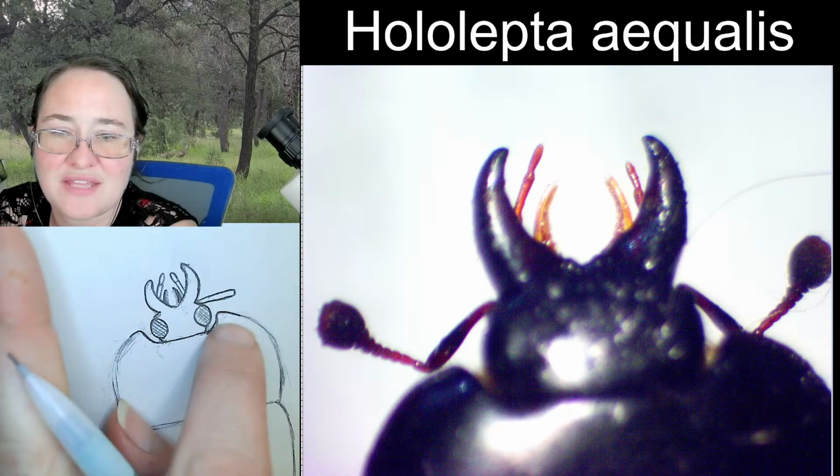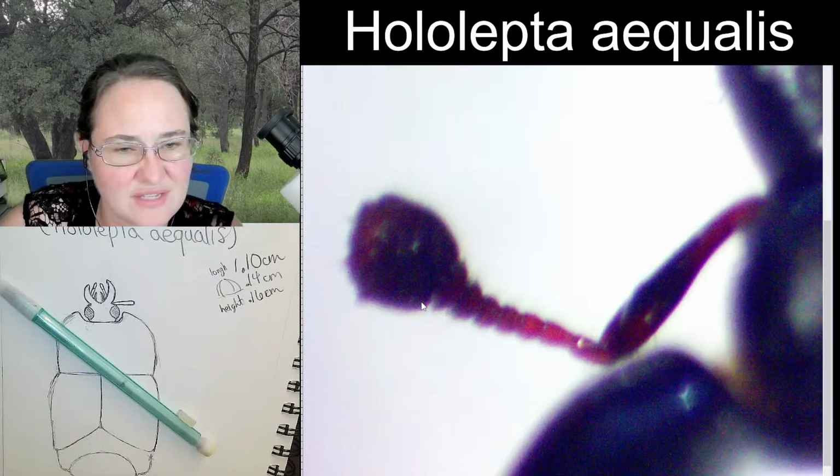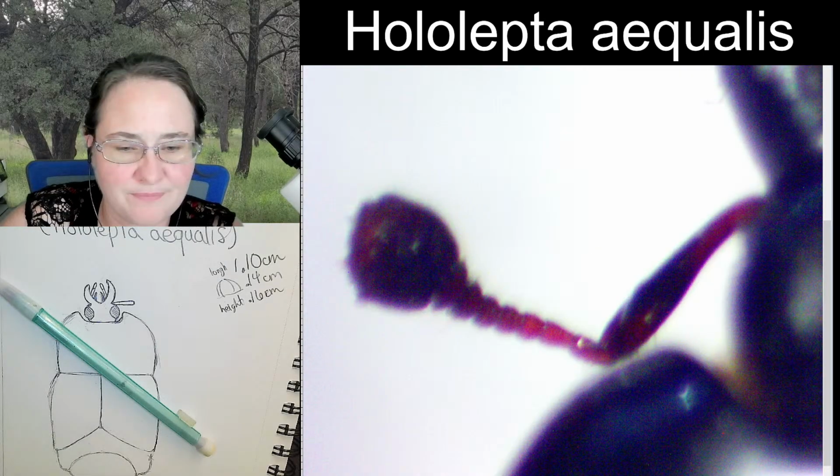Now, I want to kind of, let's zoom into one of these antennae. 1, 2, 3, 4, 5, 6, 7. That's what I thought. Alright. There are 7 antennal segments after the scape and before the club. 1, 2, 3, 4, 5, 6, 7.